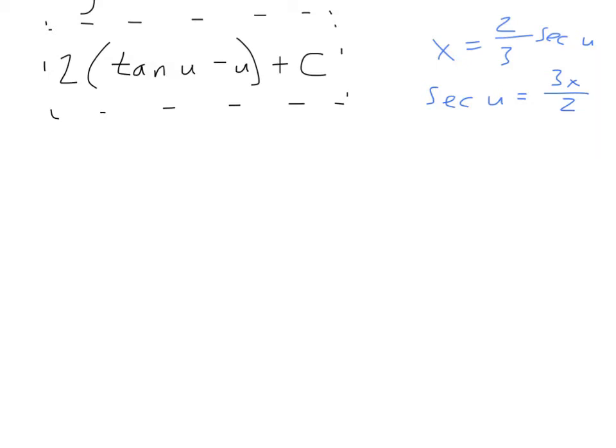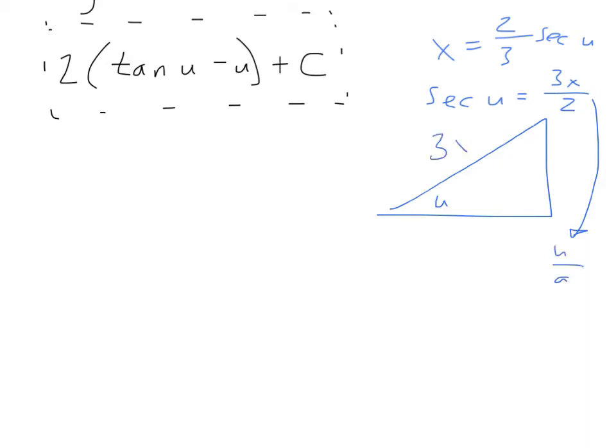So secant u means you've got a triangle. Angle u is here. Secant is 1 over cosine. So this 3x over 2 is hypotenuse over adjacent. So the hypotenuse is 3x, the adjacent is 2, and this missing side will be the square root of the hypotenuse squared, 9x squared, minus the other side squared, 4. And even right there, this should be feeling like magic to you.